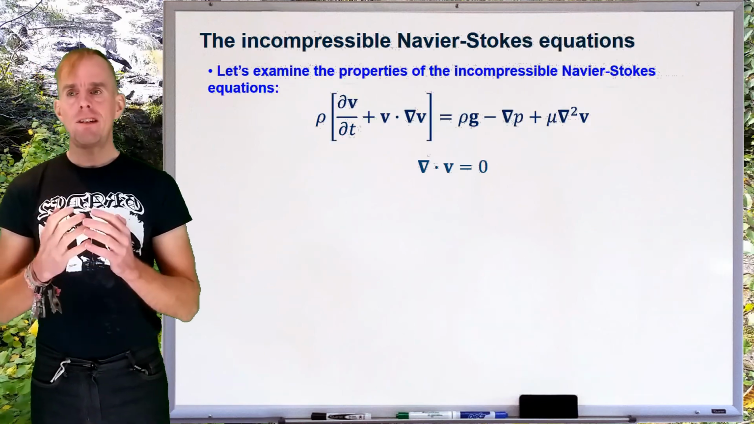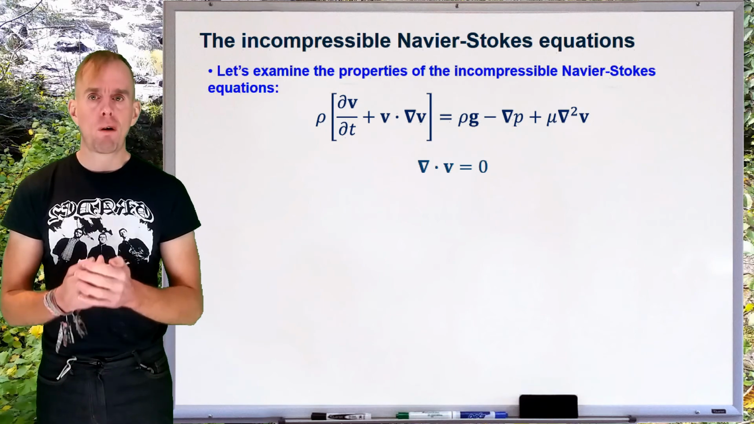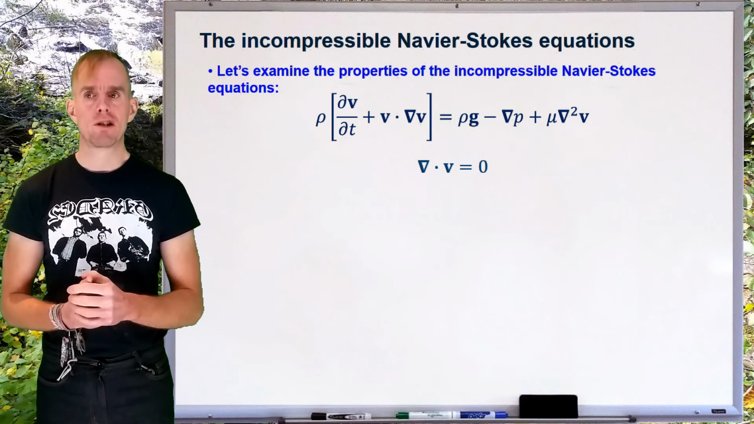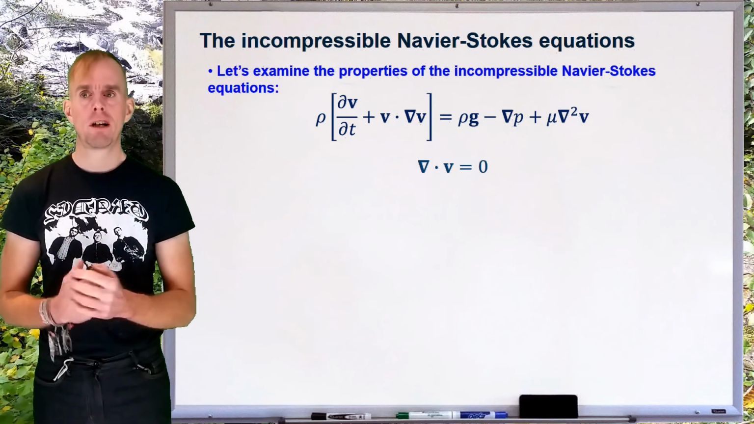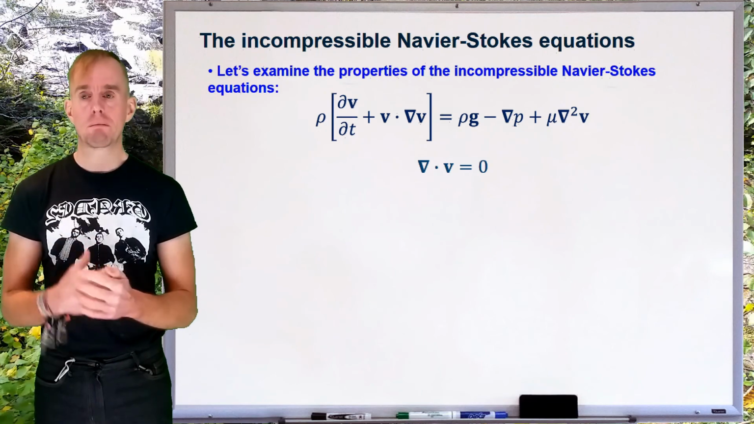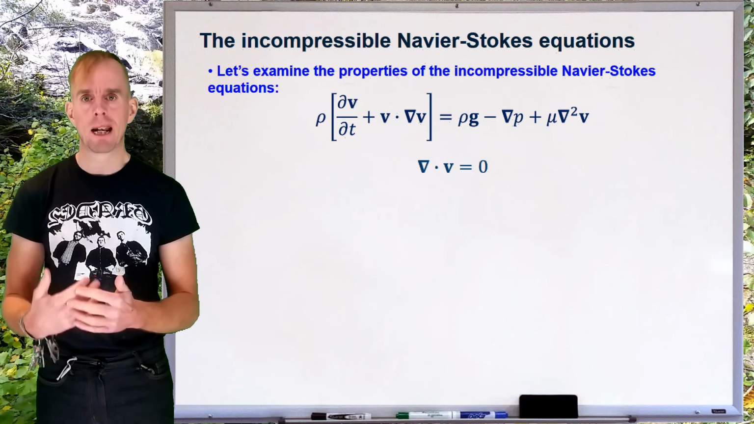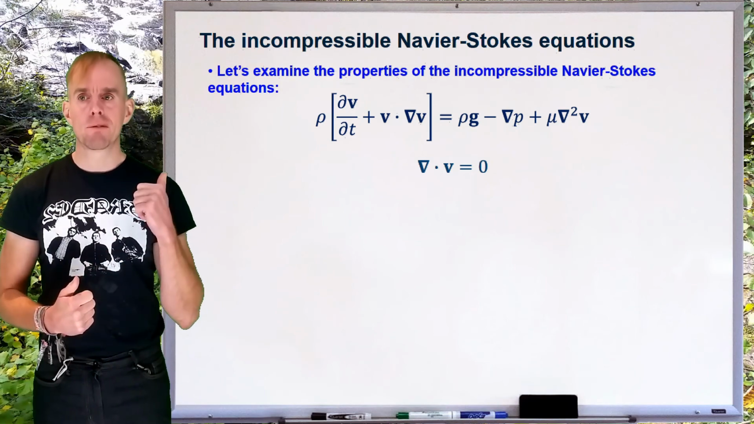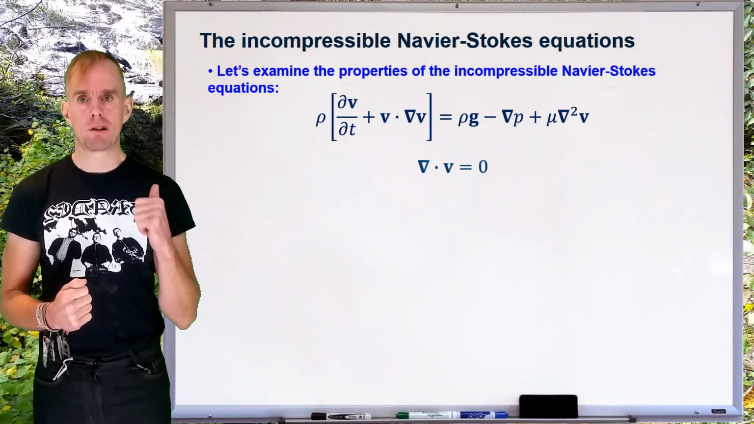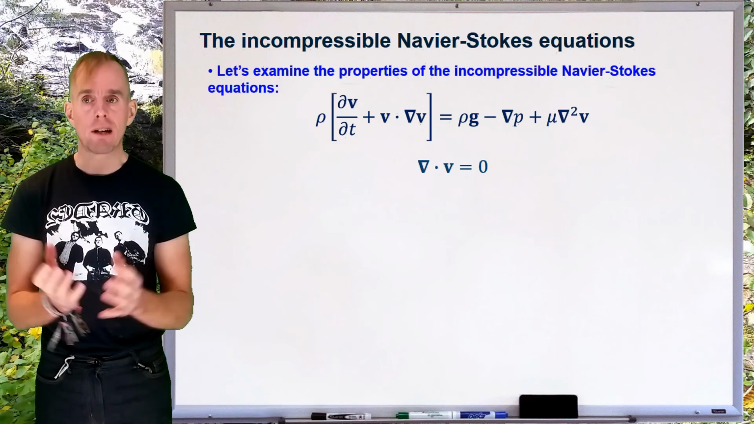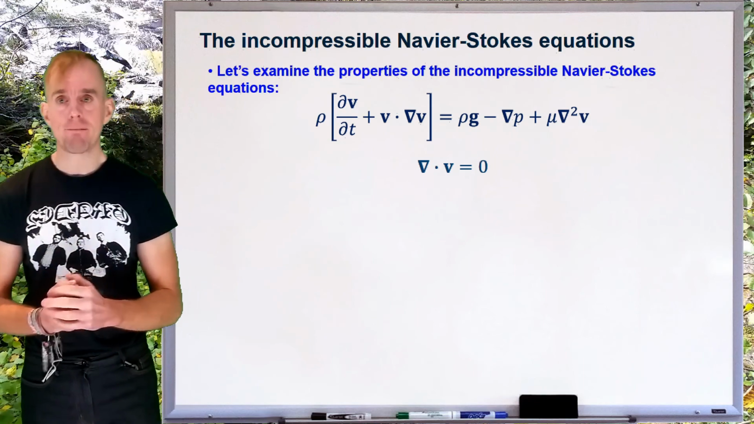So let's examine now the properties of the incompressible Navier Stokes equations. So here on the whiteboard I've written the Navier Stokes equations, and we can have that in either 2D or 3D depending how many spatial dimensions we elect to have in our problem. And I've also written the statement of continuity down, because all of these have to be solved together.